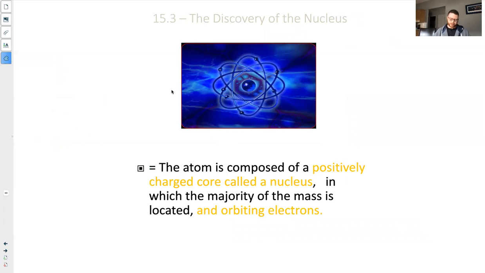All right, so moving on to topic 15.3, the discovery of the nucleus. The famous experiment associated with the discovery of the nucleus is Rutherford and his scattering experiment. Okay, this was in 1909.